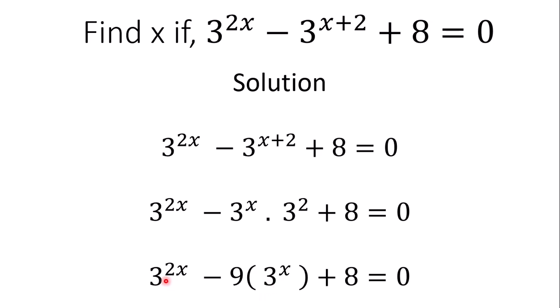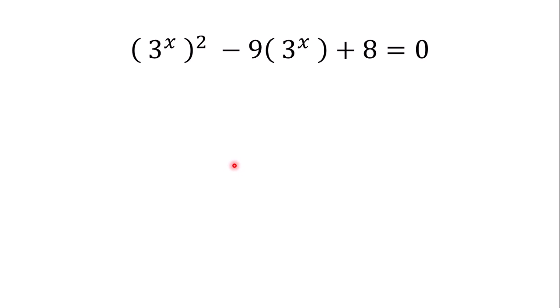Okay, so I'm just going to rewrite this one as well. 3 raised to the power x, then we power it to 2. Good. Now you see that (3 raised to the power x) squared minus 9 times (3 raised to the power x) plus 8 is equal to 0.